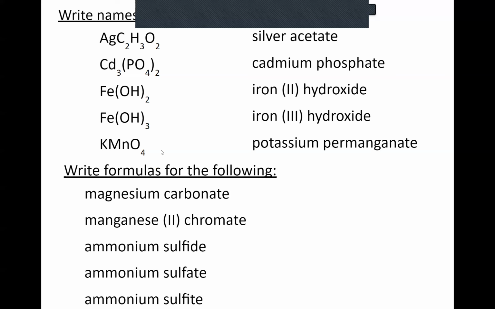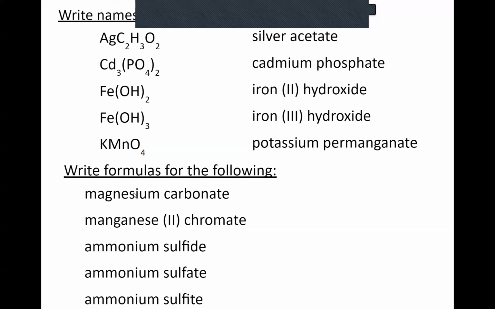Can we go the other way? Can we take names and write formulas? Absolutely. Our first one is magnesium carbonate. Find magnesium on your periodic table. Take a look in column 2. Carbonate. I know from the "ate" ending that it's got to be one of our polyatomic ions. So look at your list or maybe consult your memory.